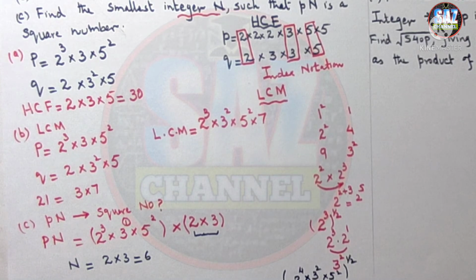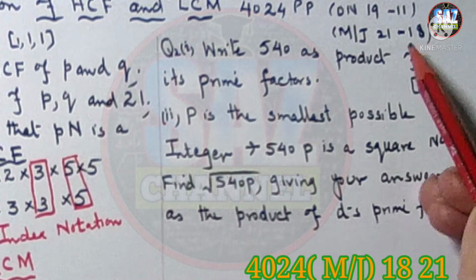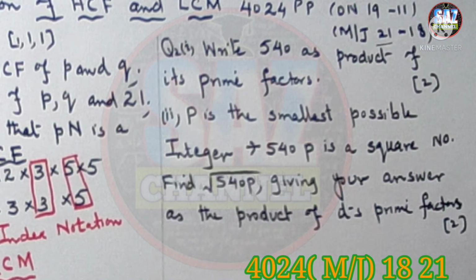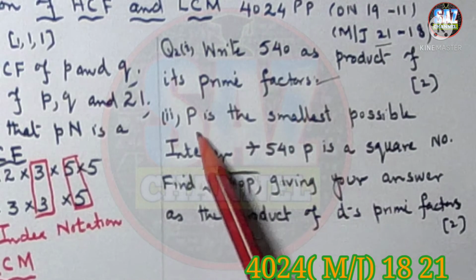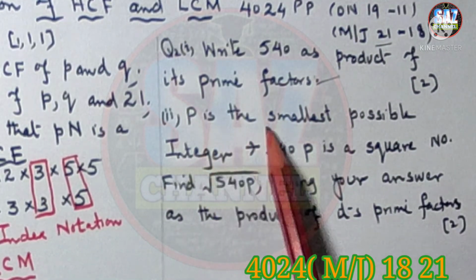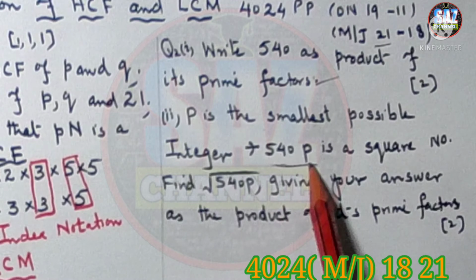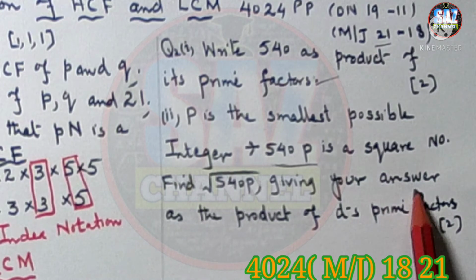I hope you are okay with this question, and now let's move to the other question. This is the question I'm taking from May-June 18, variant 402421, question number 1, C part. It says: write 540 as the product of prime factors. Find p, the smallest possible integer such that 540p is a square number. Then find the square root of 540p, giving your answer as the product of prime factors.